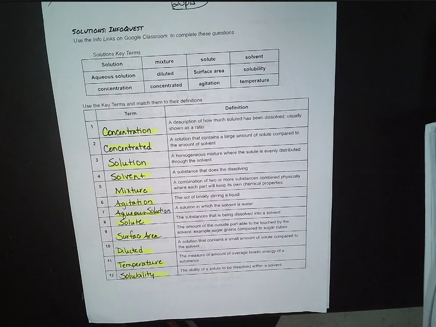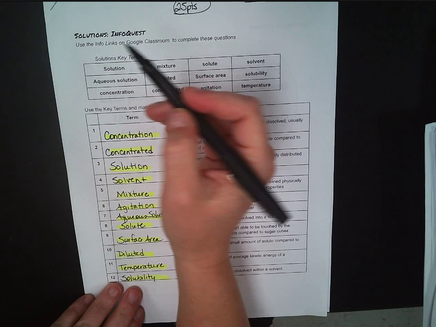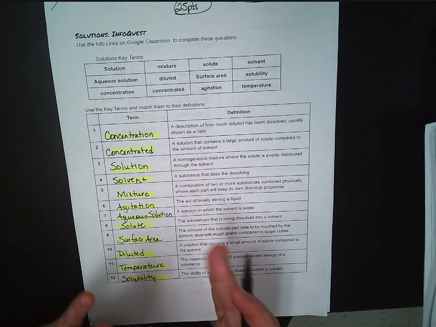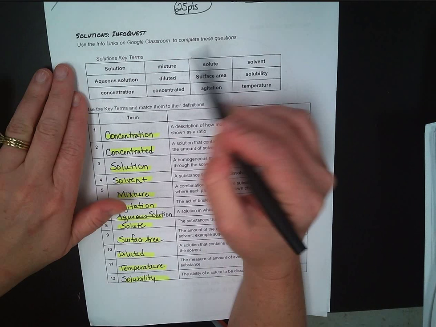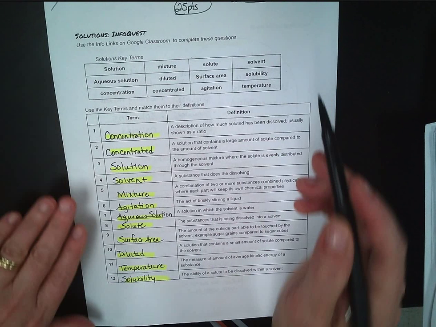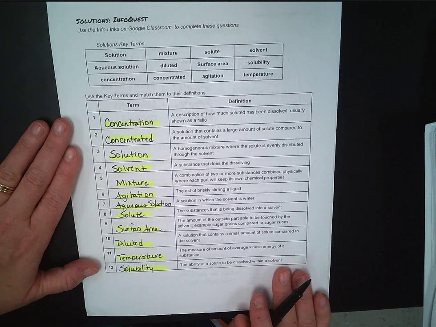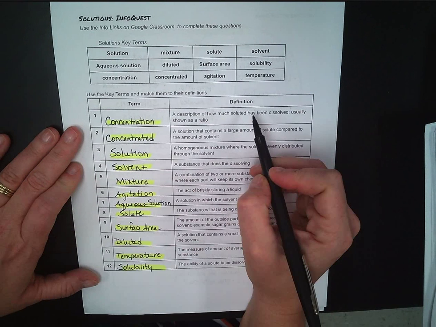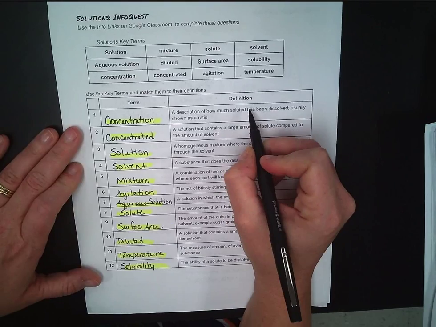So when you went through solutions, you were looking at just the first 4 pages, pages 1 through 4, and these were some of the key terms that were on there. So when we go through these definitions, this is the way that you should have them. A concentration is a description of how much solute has been dissolved. Usually it's shown as a ratio.